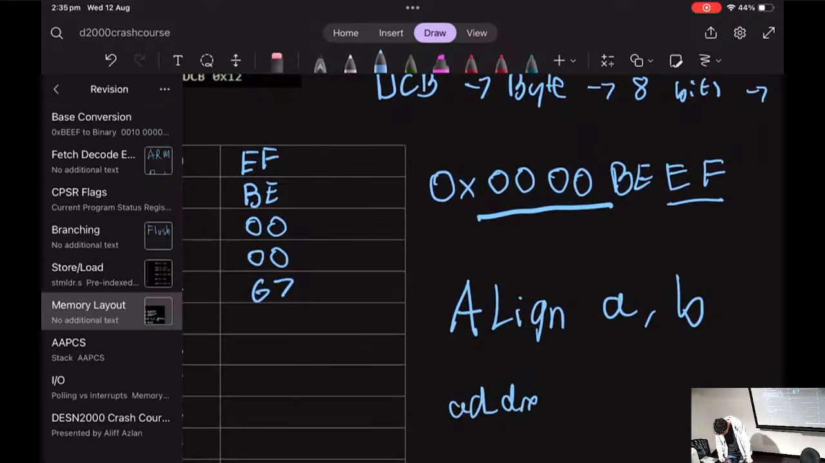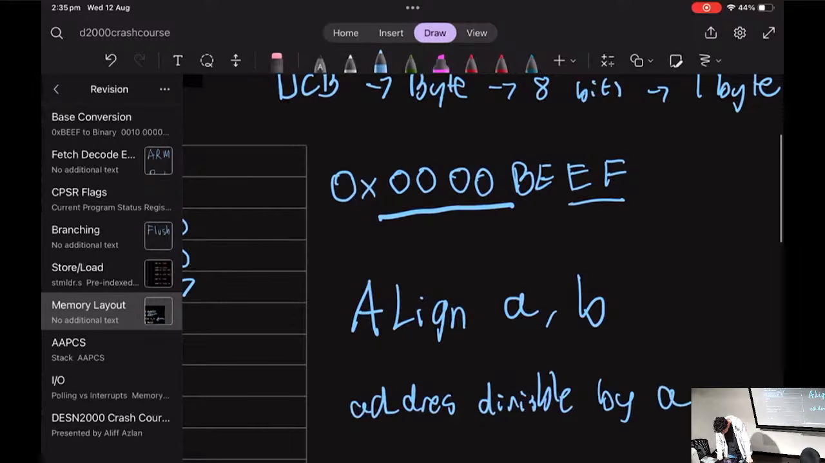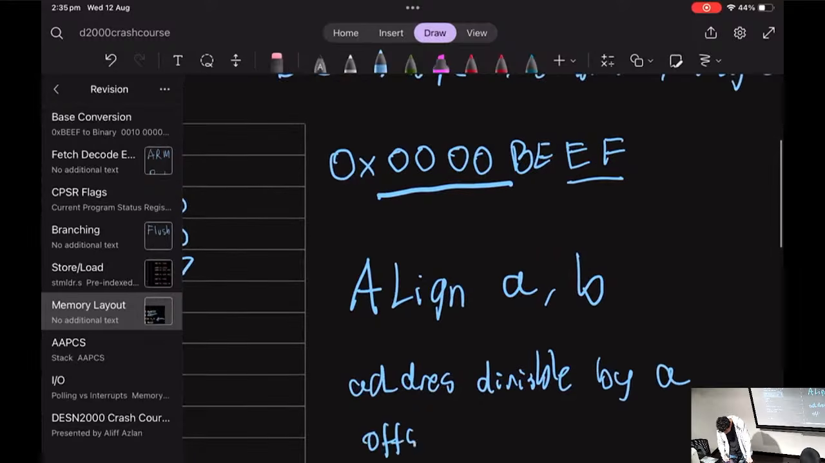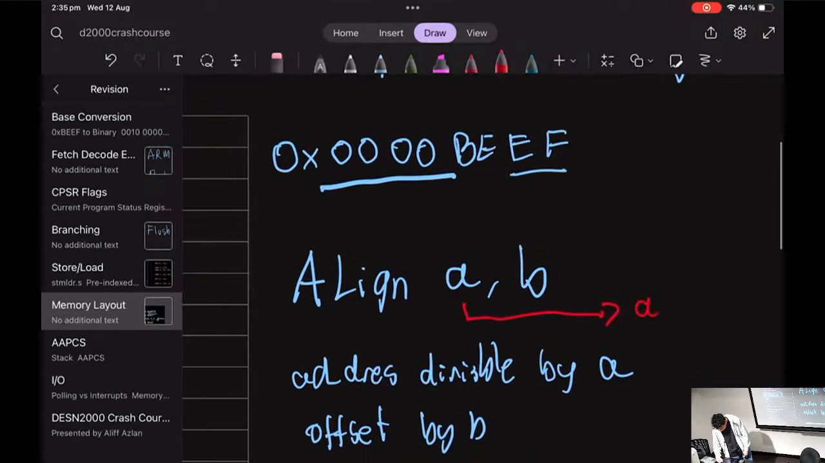divisible by A, and then offsets by B. And the thing about A is that A must be a power of 2. So it can't be like 3 or 7. It must be 2, 4, 8, 16, etc.